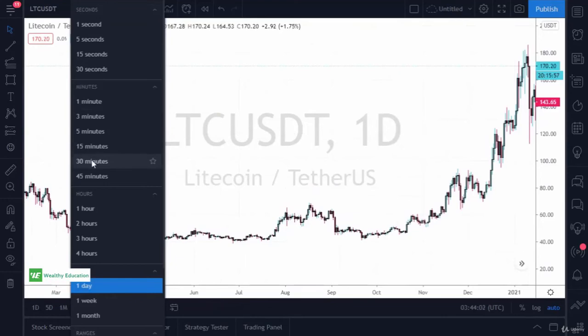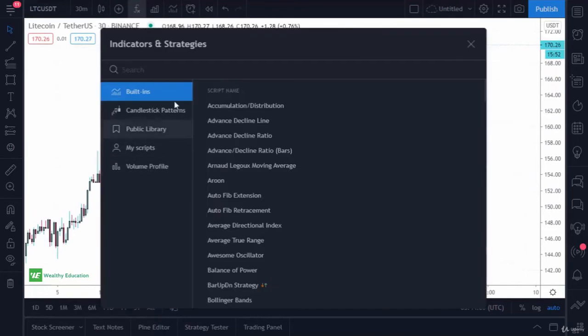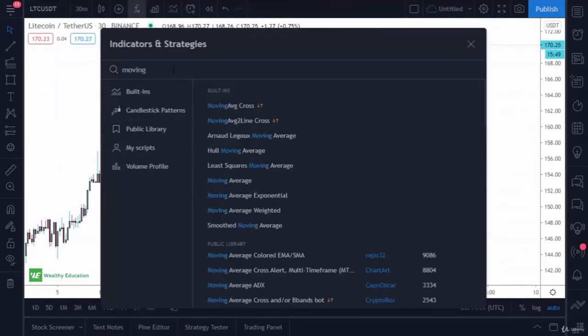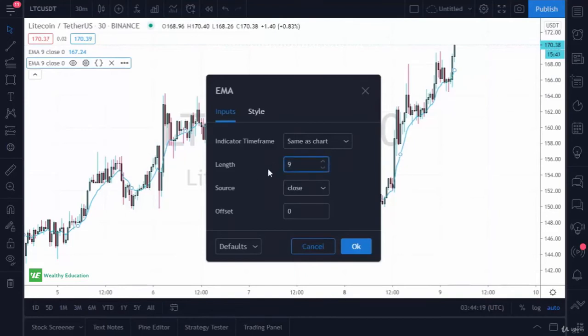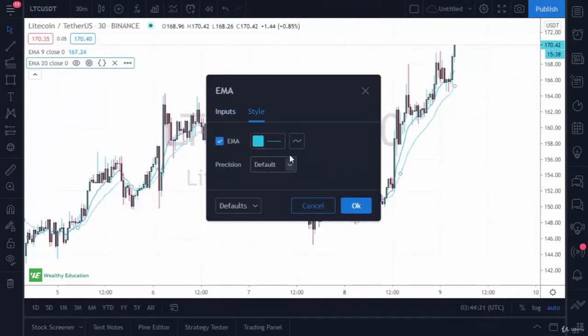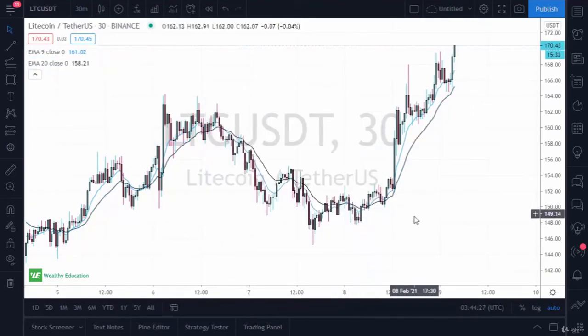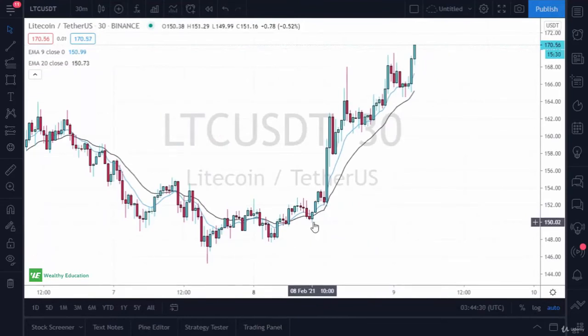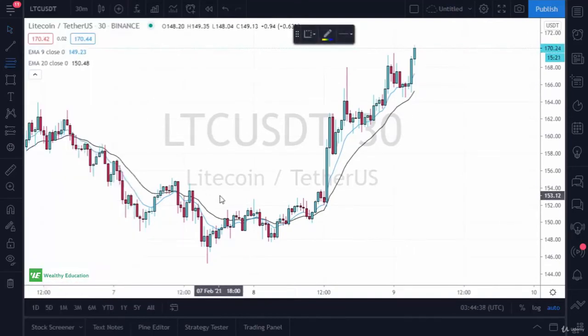Let's even go to the 30-minute chart. And now that we're on the 30-minute chart, let's change moving average, and let's do exponential. And we'll do the 9 and the 20. Okay, so we could go to the crossover system if you want, right there. Now, what I think's probably going to be more important is something like this.